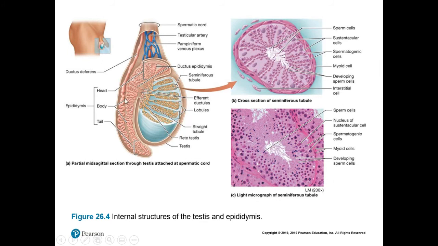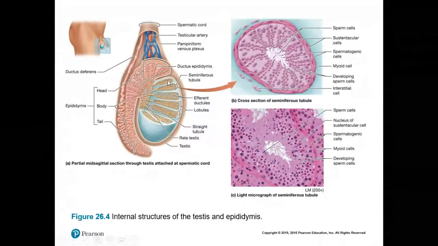Okay, so if there's sexual stimulation, then sperm cells are going to travel through the ductus deferens up into the spermatic cord, which contains not only the ductus deferens, but the testicular arteries and veins necessary to nourish the testes and drain them of blood.